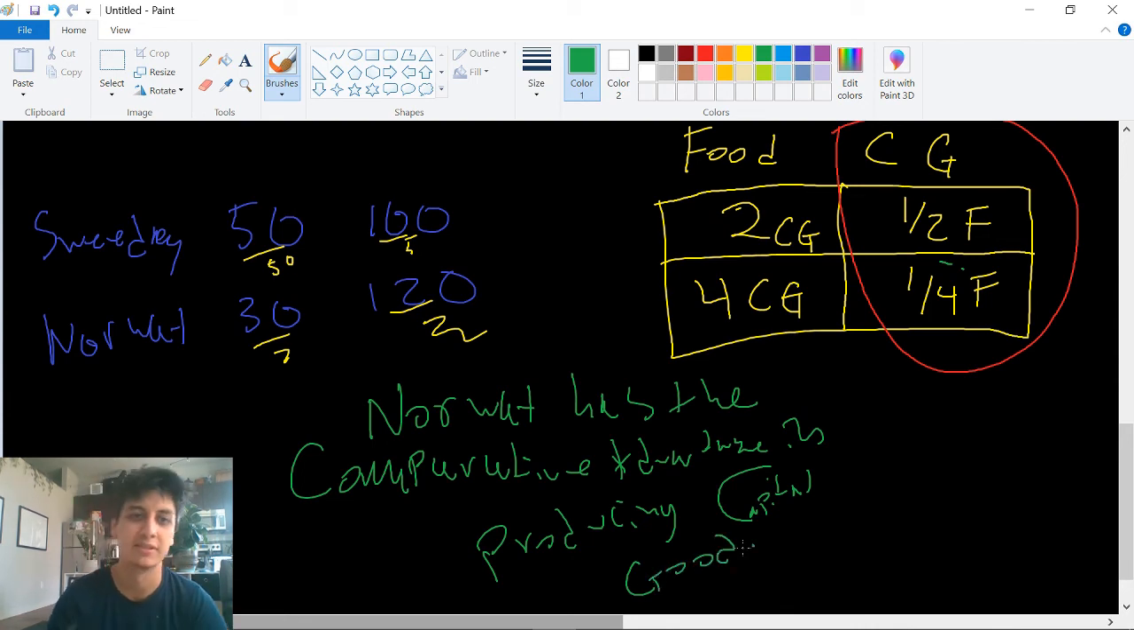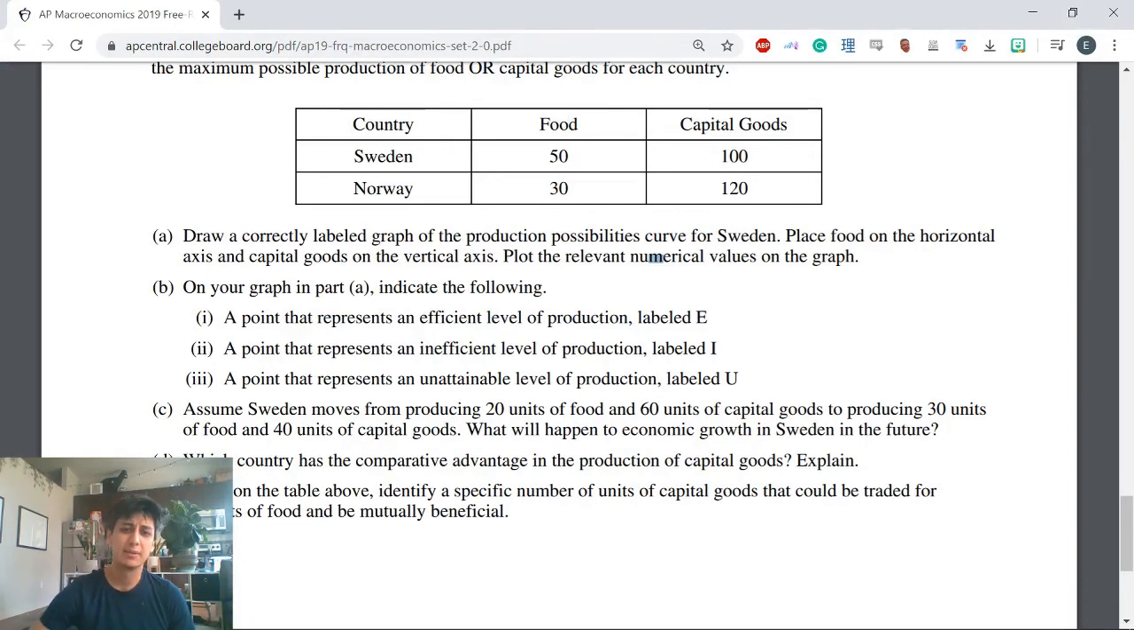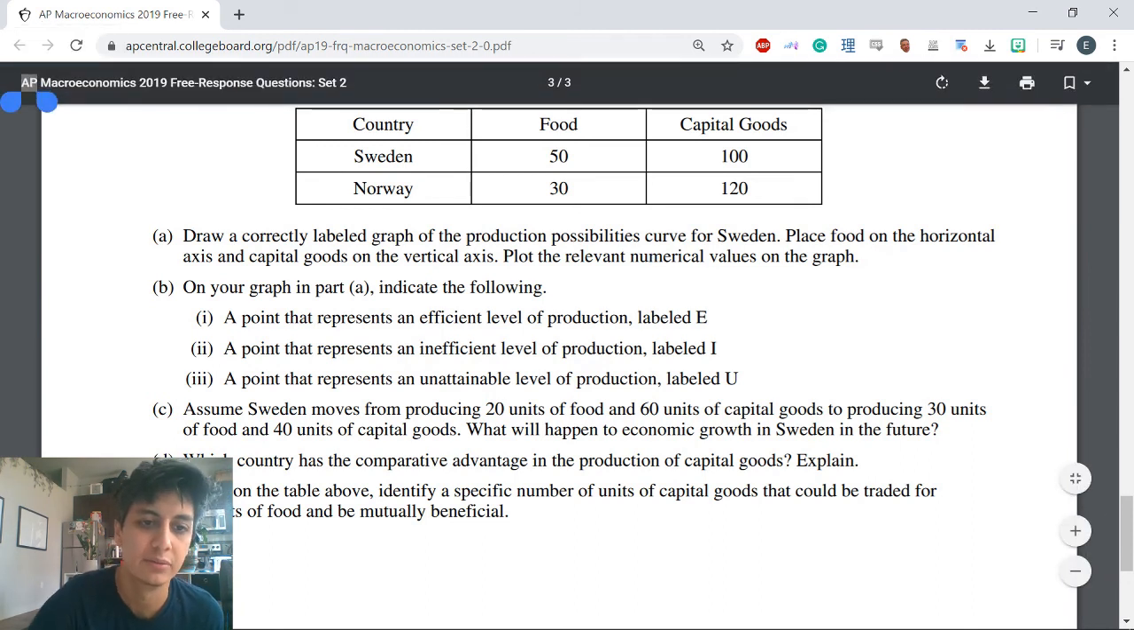Now this last part is the doozy one. All right, the hardest for last. It says, based on the table above, identify a specific number of capital goods that could be traded for 10 units of food and be mutually beneficial. Okay, so you remember terms of trade? It's all about ratios. One food for how many capital goods? And I'm starting with food because it gives us food here, 10 units of food.